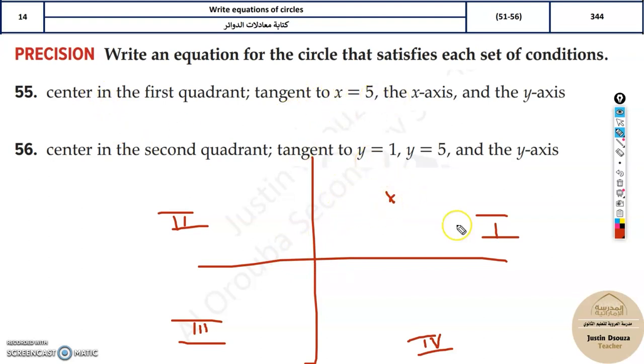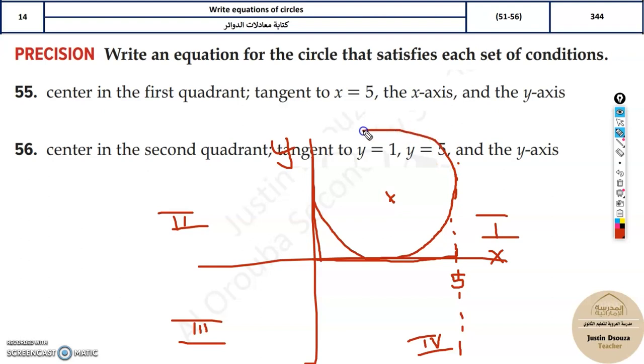But they have told us it's tangent to x equals 5. Imagine this is 5. Let me just draw a dot over here. I'm sorry for my drawings. Now x is equal to 5 over here, and they have also told us it's tangent to the x-axis and y-axis. This is the axis x and this is y. So the circle will touch one point over there, one point over here, and one point over here. And that is the circle.